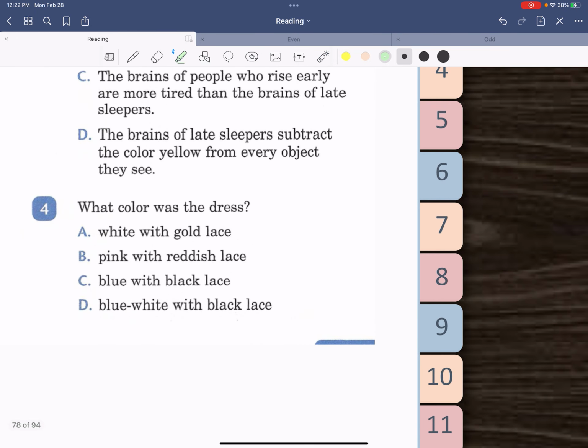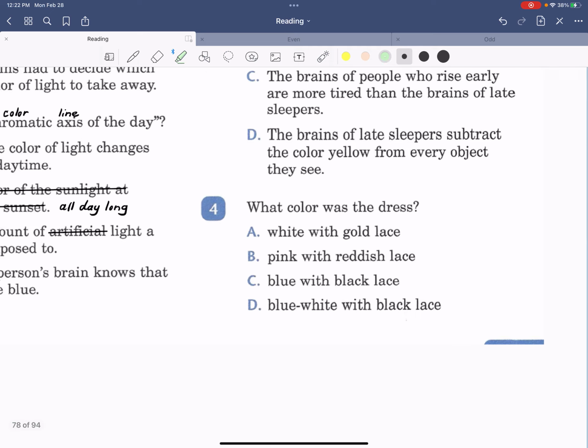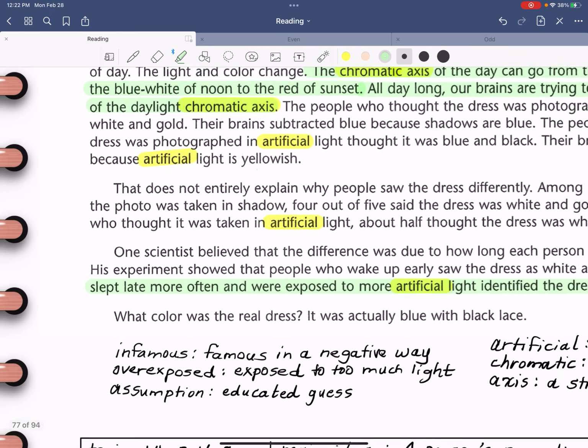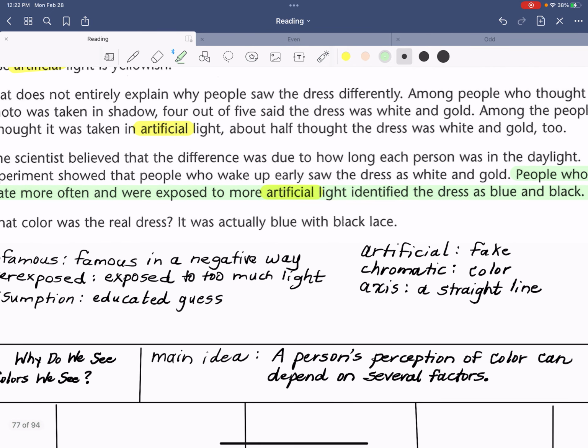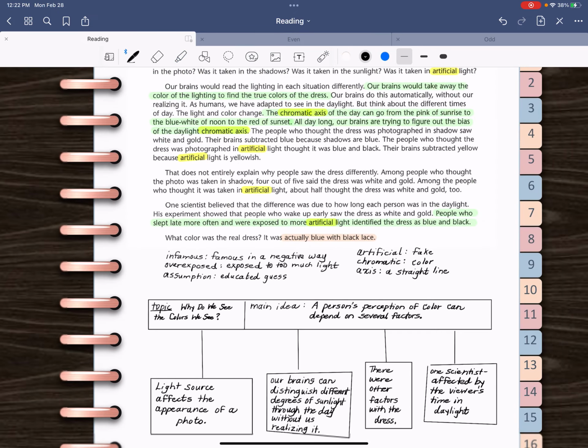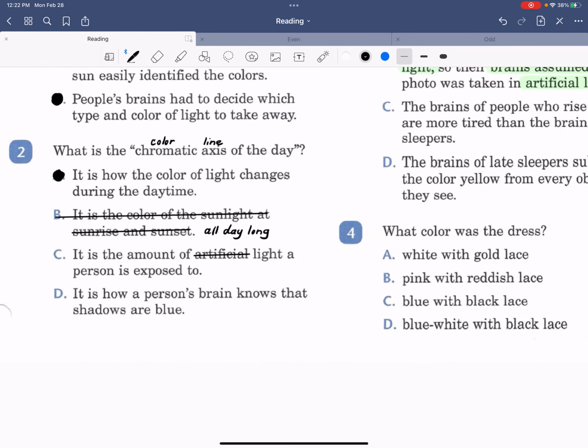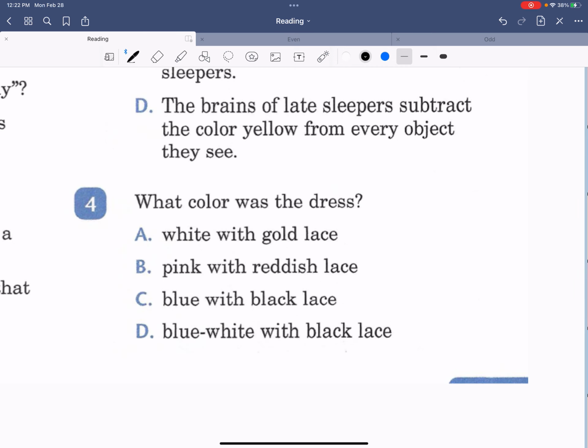Okay, what color was the dress? So this one is stated for me in the last sentence, very last sentence. It was actually really blue with black lace. So of all these questions, to me, that is the easiest one, because I can just look back and see the answer. Blue with black lace.